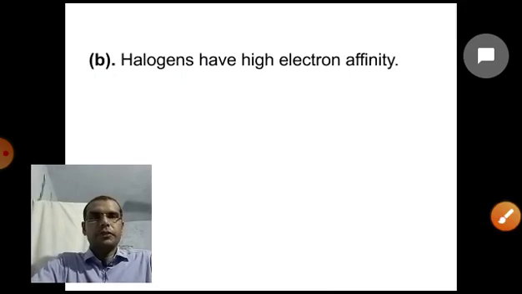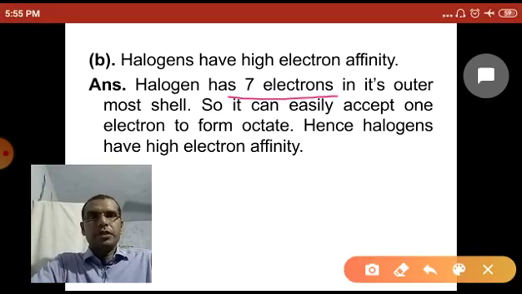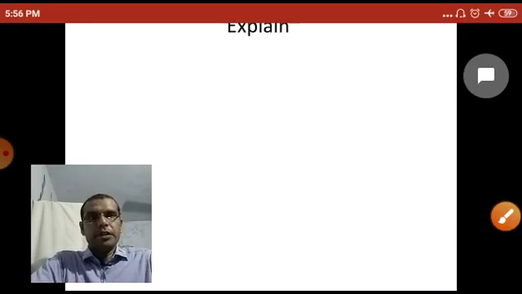Now next question, explain: halogens have higher electron affinity than the other elements. The halogens have 7 electrons in their outermost shell, so they can easily accept one more electron to form their octet. For the completion of the octet, halogens accept one more electron because they already have 7 electrons and require only 1. Hence, halogens have a high electron affinity as compared to the other elements in a particular period.